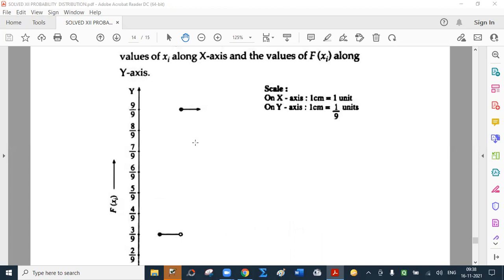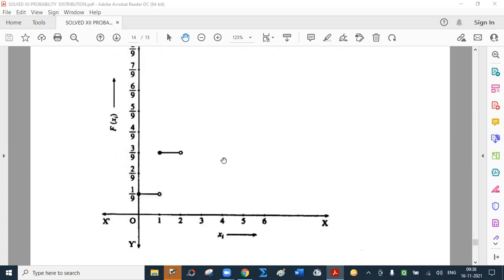Okay. Now, for other values of x, the PMF is defined as f of x equal to 0 only. So once the total is 1, it remains 1 only. So this is the graph of CDF.